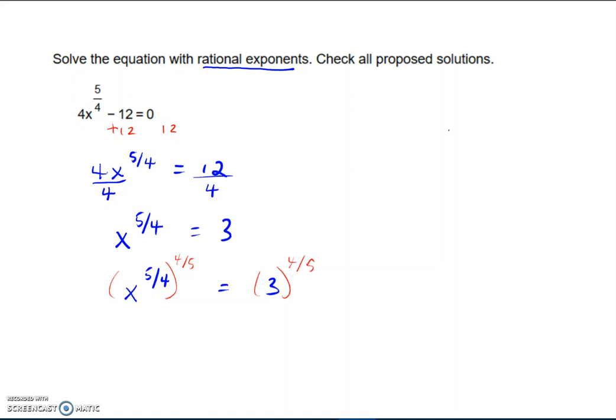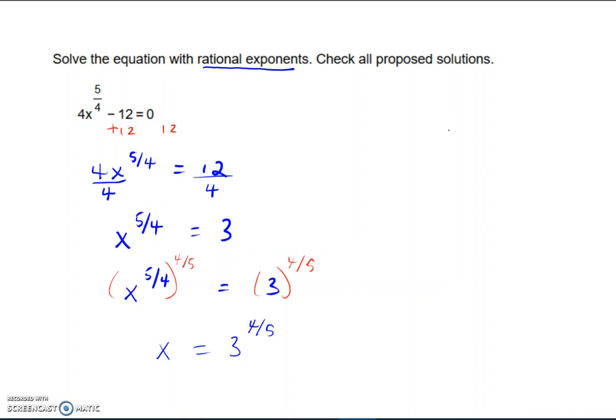And the reason that works is because when you raise an exponent to another exponent, you multiply those together, and 5/4 times 4/5 is just 1. So you end up with just x by itself is equal to 3 to the 4/5 power. Now it turns out that's the final answer.